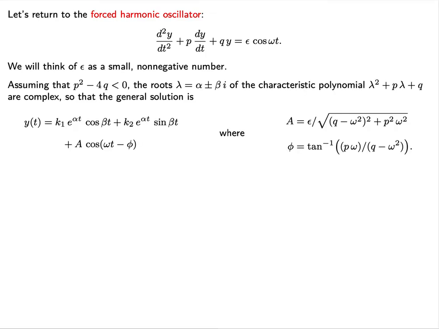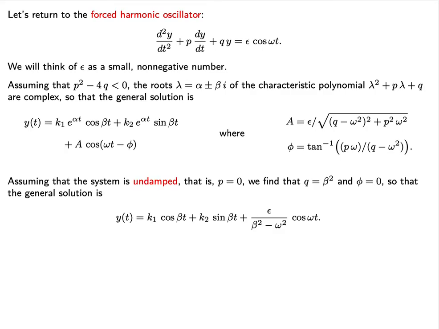Assuming that our coefficients p and q satisfy p^2 - 4q is negative, then we see that the roots of the characteristic polynomial are complex. We've expressed these roots in the form lambda = alpha + beta i. In this case, we can express the general solution of the forced harmonic oscillator in the form some constant k1 times e^(alpha t) cos(beta t) plus a constant k2 times e^(alpha t) sin(beta t) plus A cos(omega t - phi). Here, capital A is the amplitude coming from this forcing, and phi is the phase angle.